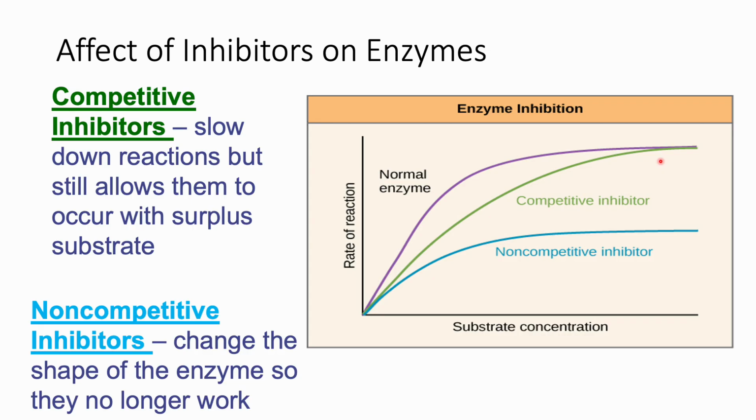Non-competitive inhibitors change the shape of the enzymes so they no longer work. Therefore, the rate of this reaction is going to be even much slower. You're not going to have as high a rate of reaction with your non-competitive inhibitor.